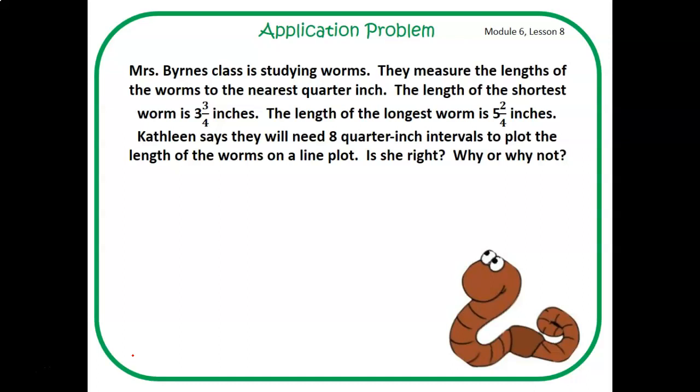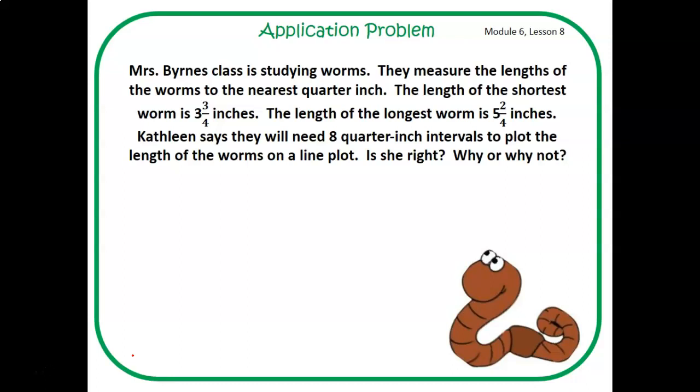Too bad we're not together so we could measure some worms. Wouldn't you love to see those squiggly, dirty little worms laying there on your desk with a ruler and you have to stretch them out and measure them? Think you would enjoy that? Some of you probably would. I think I would not. But Mrs. Burns' class is doing it.